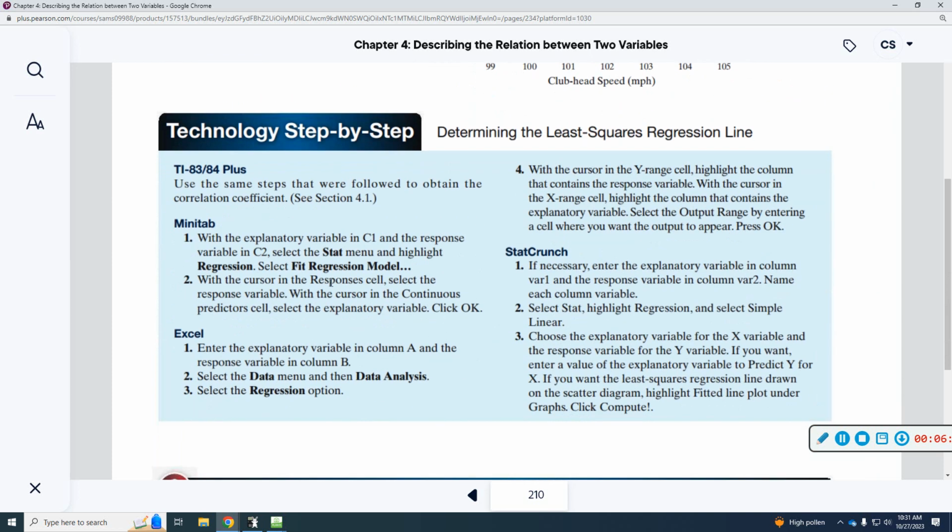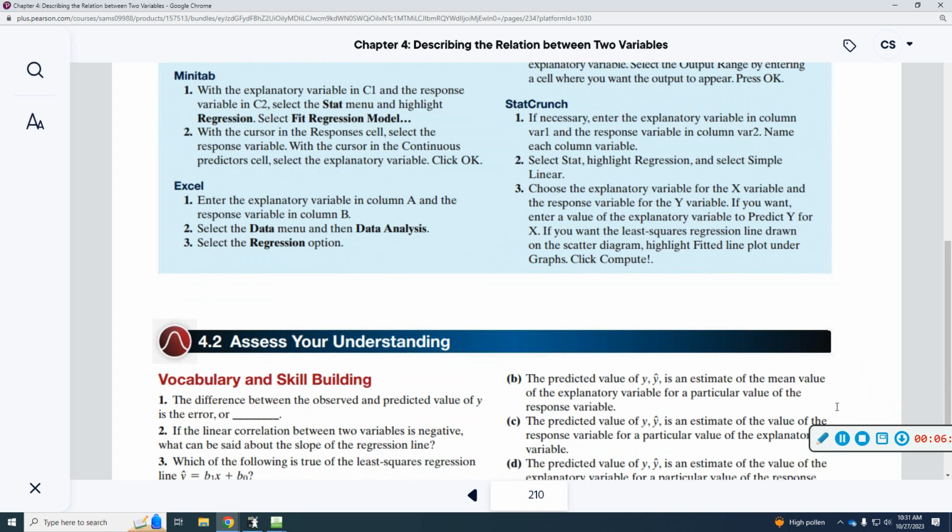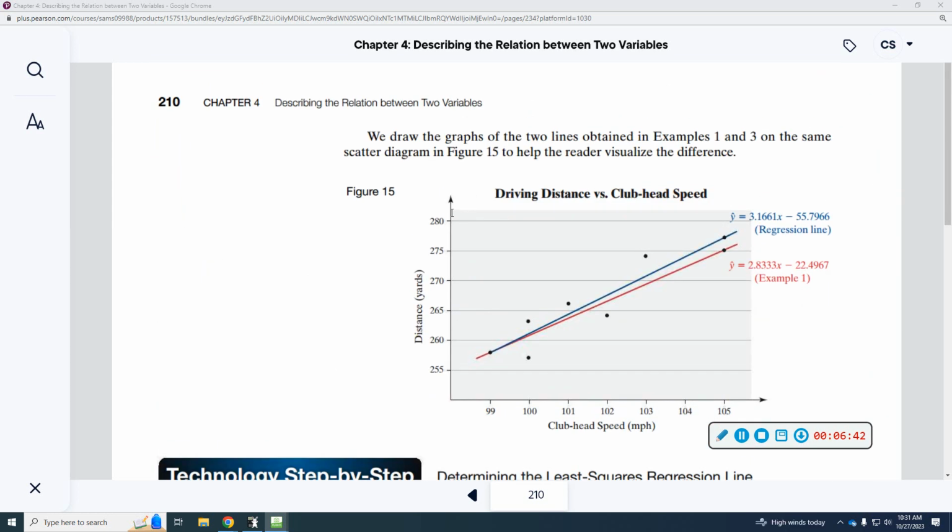And then we have how to do that with technology. It didn't give you a whole lot of information here, but I'll just explain it as we answer the problems in MyMathLab.